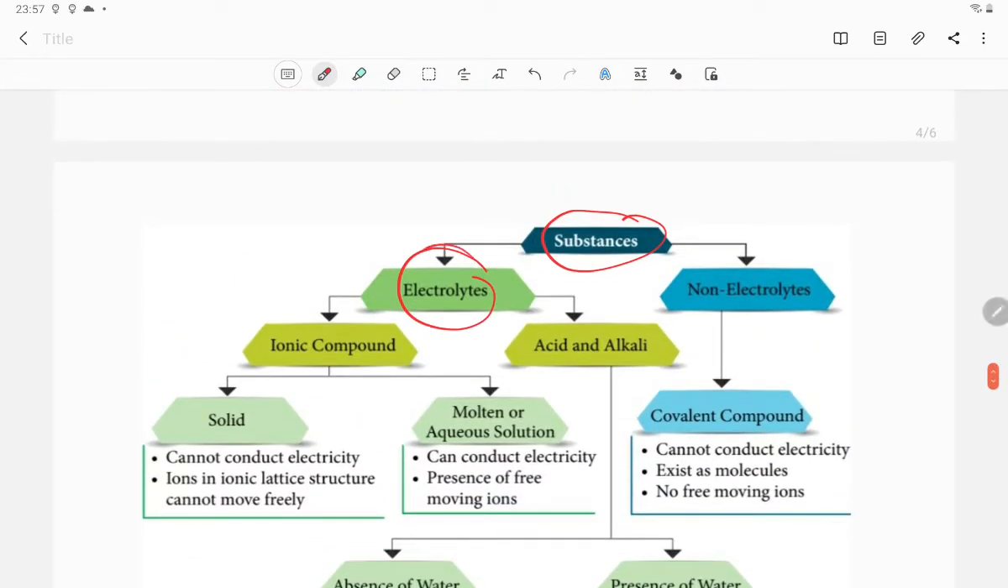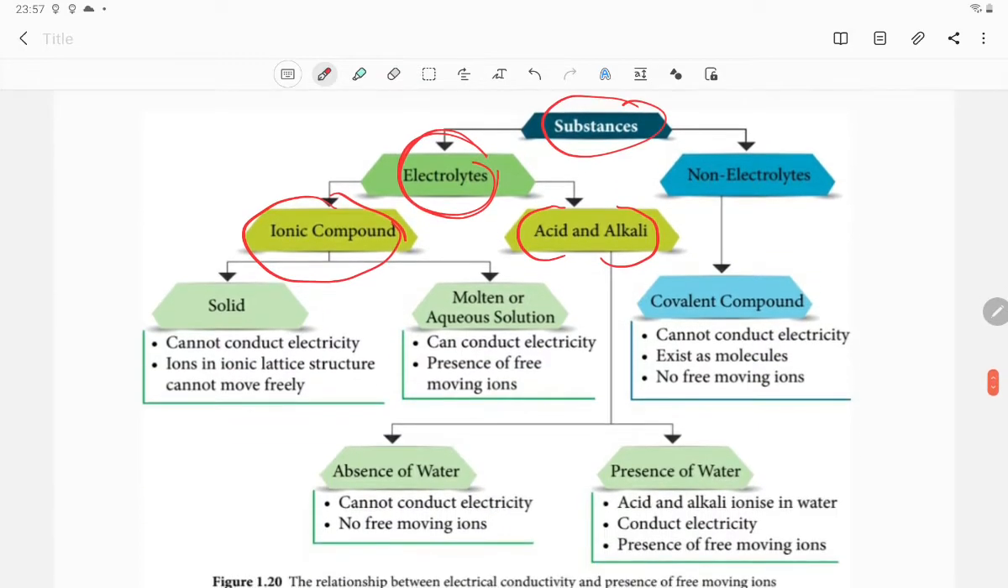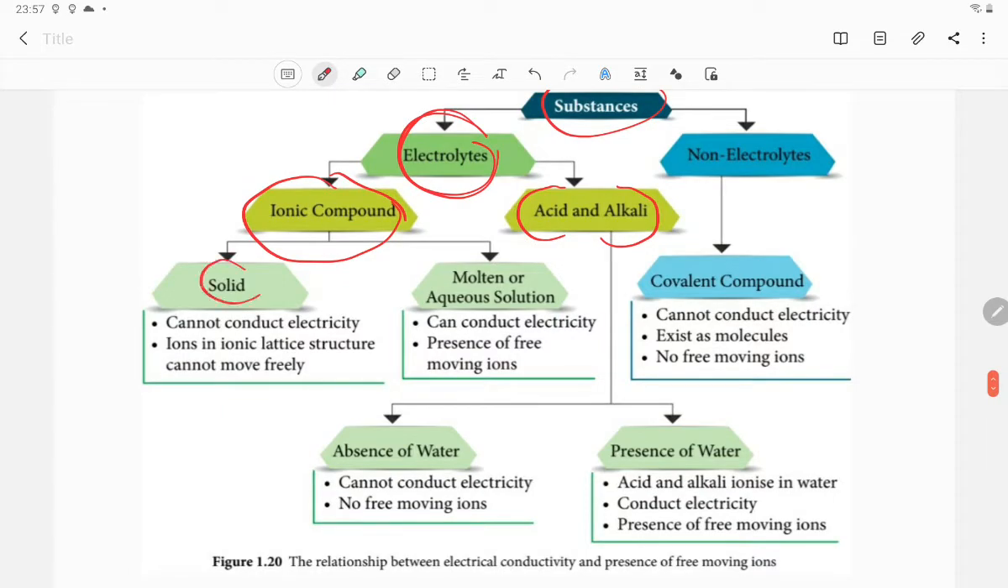A substance that is an electrolyte can be an ionic compound, or it can be an acid or alkali. Solid ionic compound in solid state cannot conduct electricity. This is because the ions in the ionic compound are in a lattice structure and cannot move freely.